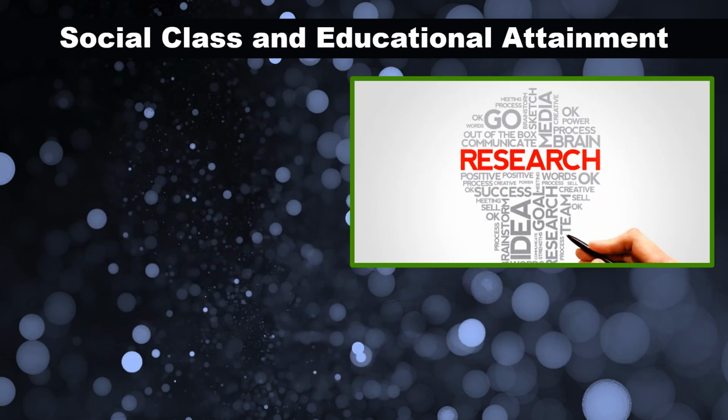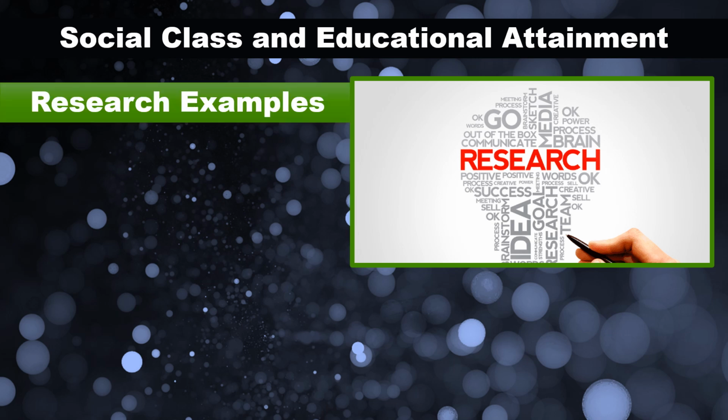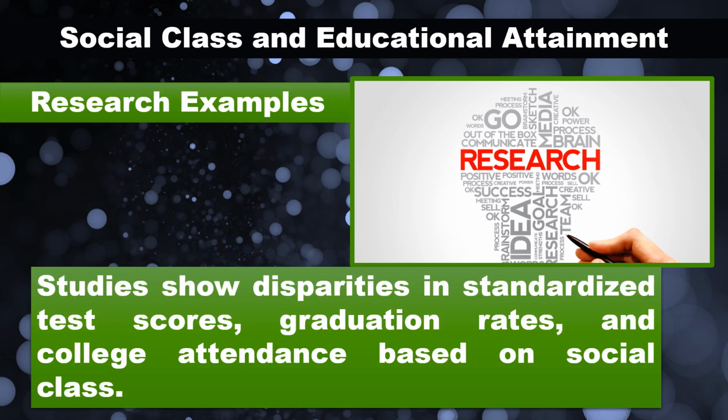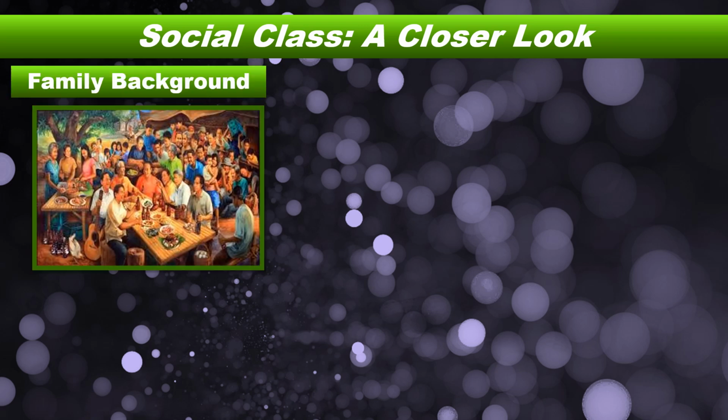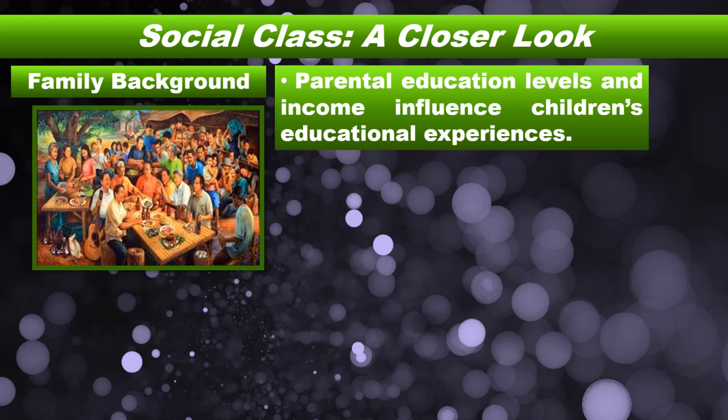Social class and educational attainment. Research examples. Studies show disparities in standardized test scores, graduation rates, and college attendance based on social class. Social class, a closer look. Family background. Parental education levels and income influence children's educational experiences.